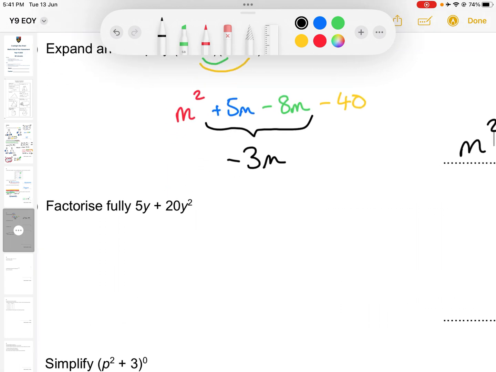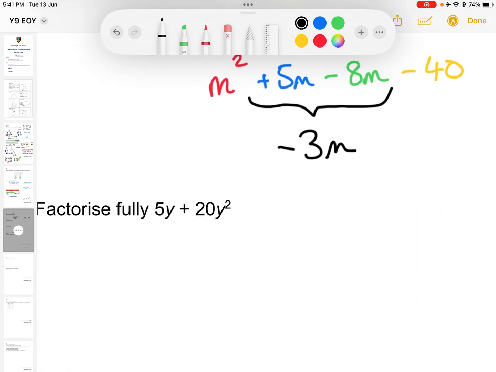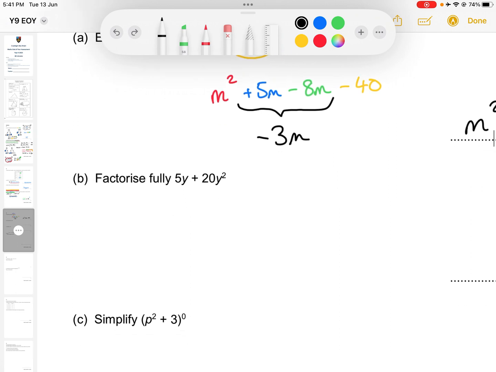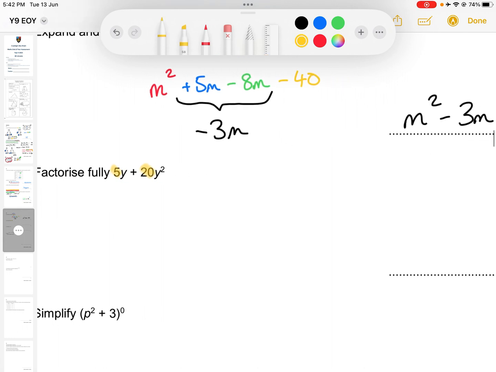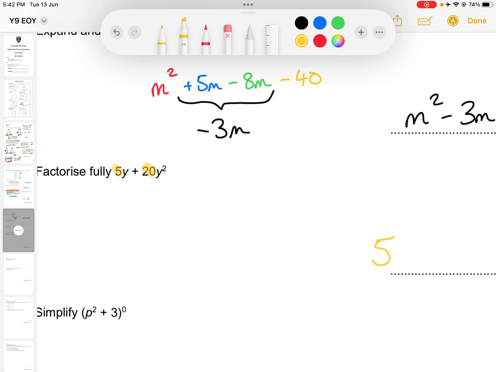Part B, factorize fully 5y plus 20y squared. We have only two terms and they have something in common, so we're going to factorize by highest common factor. So the largest thing that both of these can be divided by. We start off by looking at the numbers, 5 and 20. We can get a 5 out of there. And then the y and the y squared can both be divided by y. So 5y is our highest common factor.